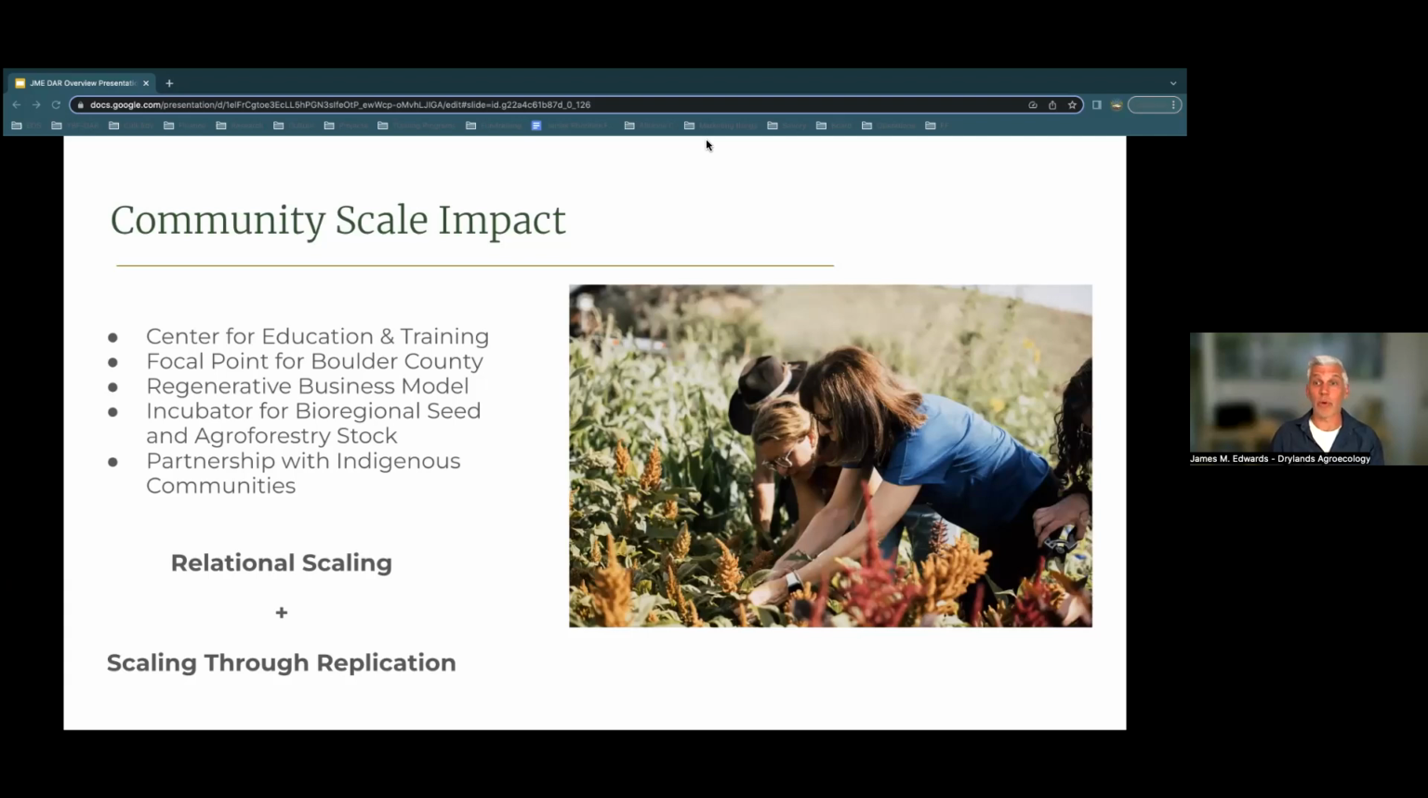So what we have grown into over the last 7 years is a Center for Education and Training, a focal point for Boulder County to engage in what regenerative agriculture can mean for this community. We're spinning out all sorts of regenerative business models. There are lots of private for-profit enterprises existing alongside and within the umbrella of Drylands Agroecology. We are an incubator for generating a bioregional seed and agroforestry stock that is climate adapted to this area, and partnership with indigenous communities, which have traditionally been marginalized and removed from the land, particularly in this area.